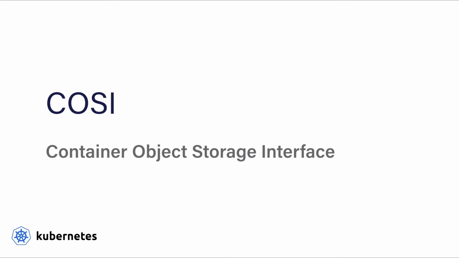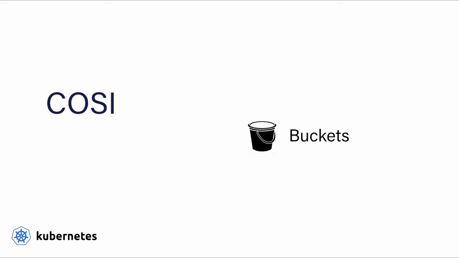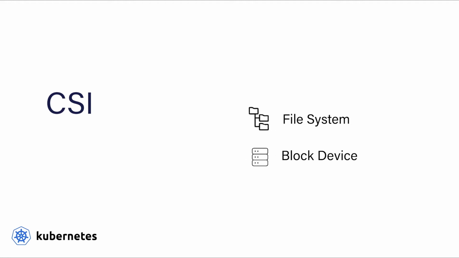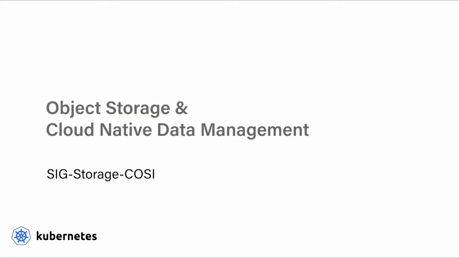Container Object Storage Interface, or COSI, is a kube-native API for provisioning and accessing object storage buckets. It is complementary to CSI, which is another API, but it is meant for provisioning and accessing file systems and block devices. So let's get started.